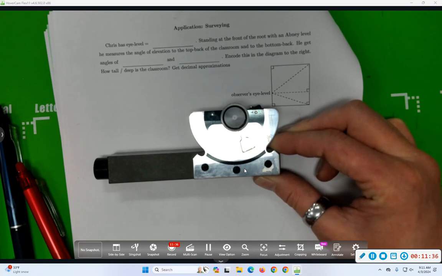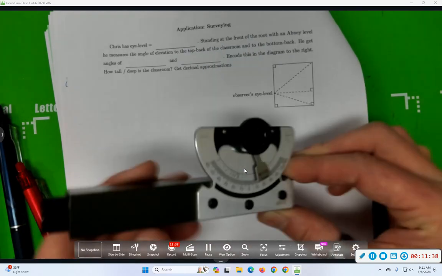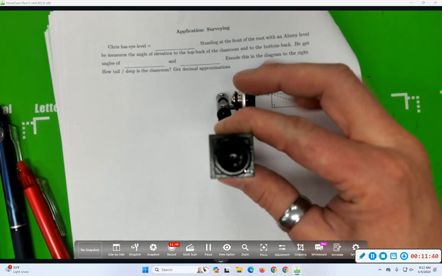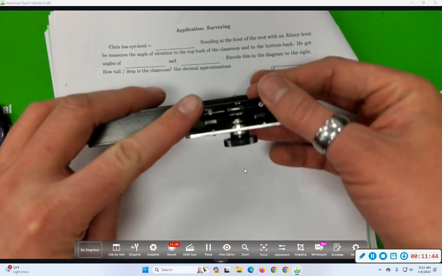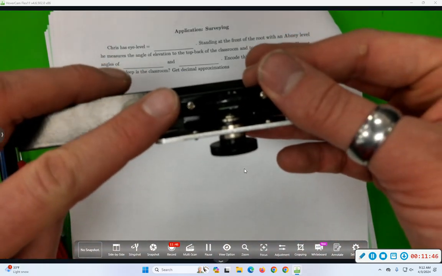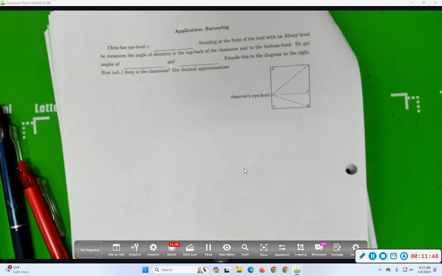As with most applied things, I'm going to work in degrees. It's also got, through this viewing hole, a little mirror so that you can see a leveling bubble at the top of this rotating thing. It's called an Abney level. So here's what I'm going to use it to do. I'm going to use it to measure some angles, because that's all it can do. And I'm going to use those angle measurements to determine the height of the back of the wall.